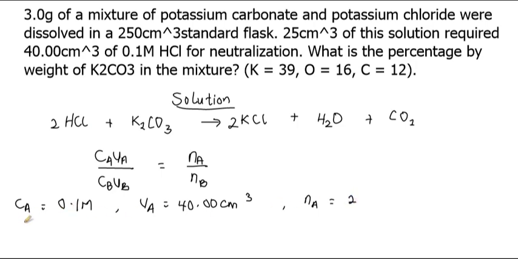So now for the base, we have Cb. Now the concentration of the base remains unknown. Then Vb. So we are made to understand that 25 centimeter cube of this solution, so that's the volume of the base that reacted with the acid. So Vb is 25 centimeter cube. Then Nb, now from the chemical equation, Nb, that is the coefficient of the base here, is just 1.